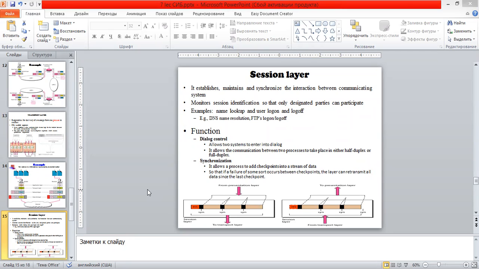This layer provides services like dialog discipline, which can be full duplex or half duplex. Session layer can also provide checkpointing mechanism such that if a failure of some sort occurs between checkpoints, all data can be retransmitted from the last checkpoint.